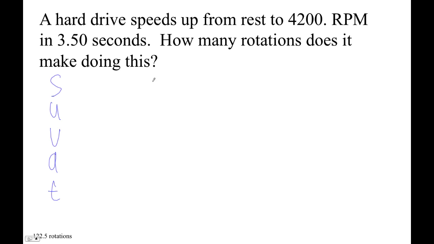So the initial, from rest, is 0, final velocity is 4200. And then I'm going to go times 2 pi divided by 60, right, to get radians per second. So 4200 times 2 times pi divided by 60, 439.82. Okay, and then 3.5 seconds.